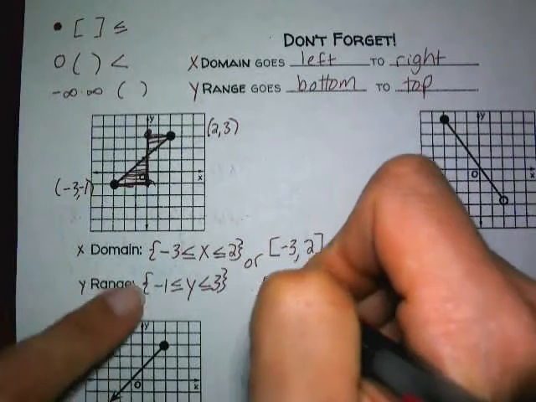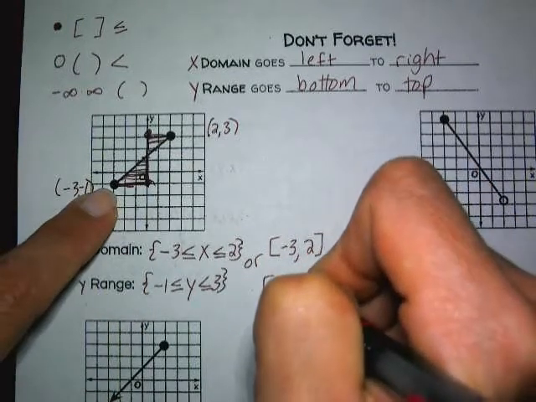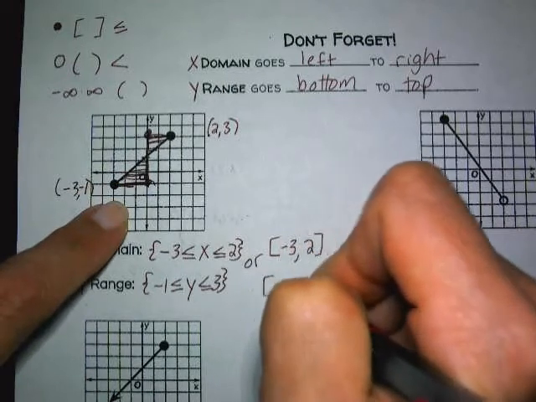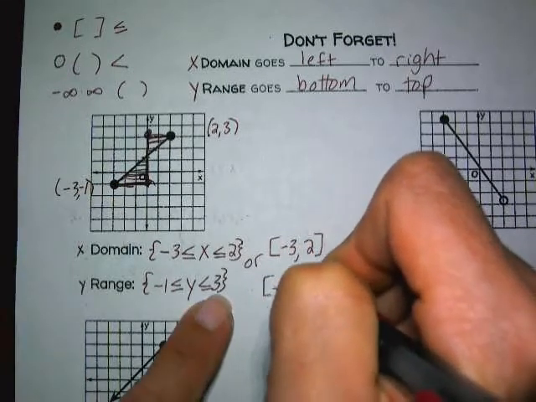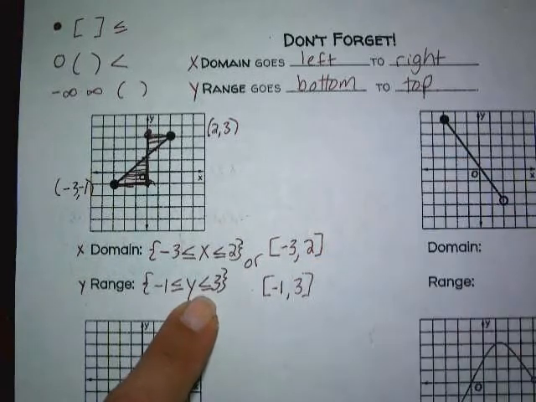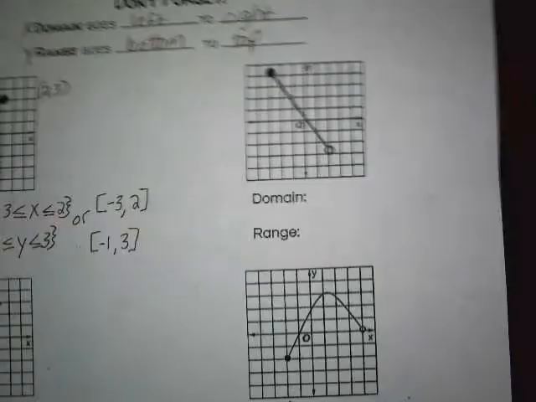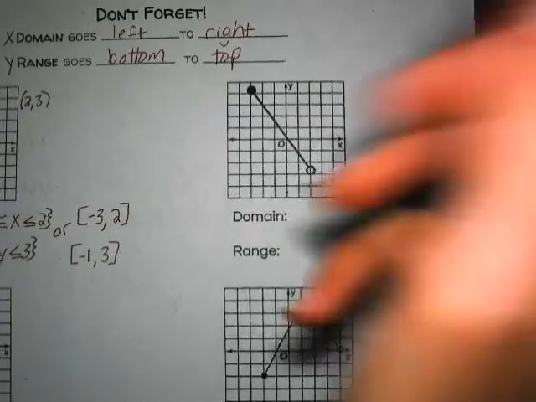And our -1, we used, again, a closed circle, so we're going to use a bracket. And we go to 3, and we've got the equal sign again, so we're going to use a bracket. Now let's look at a closed circle and an open circle.